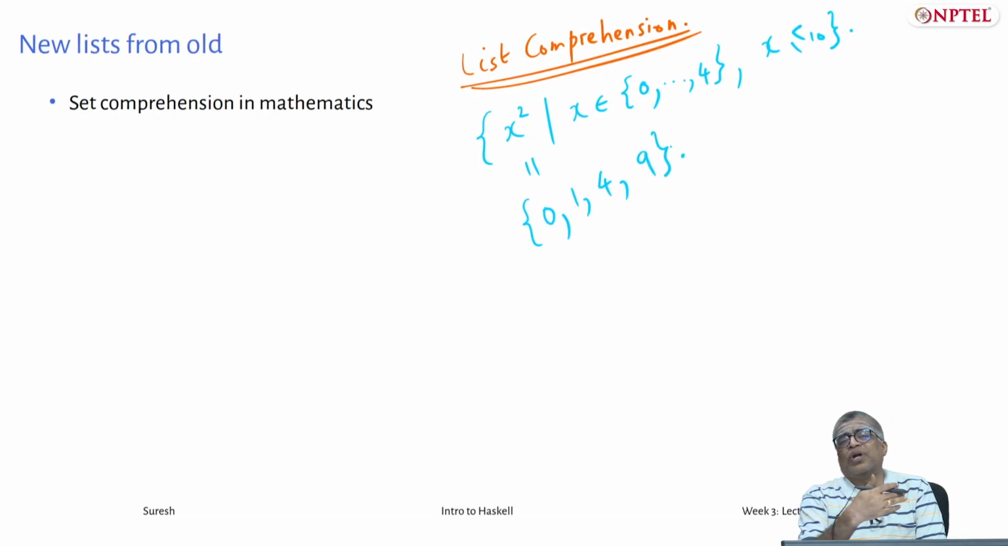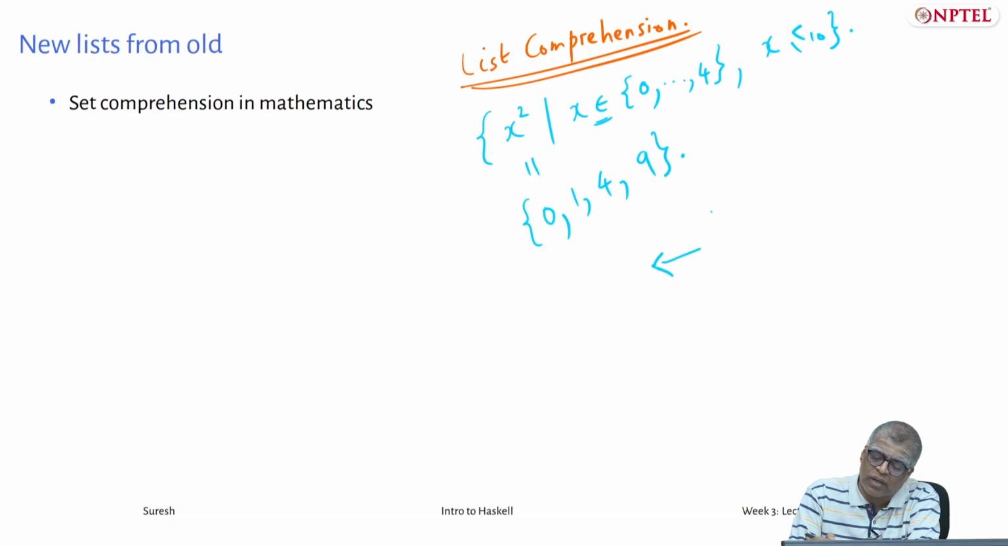So this is the kind of thing that you can do in Haskell also, except that instead of using braces, you will use square brackets, and instead of using the belongs to symbol, you will use whatever symbol on your keyboard will closely approximate it, and that is the left arrow. You would actually press the less than symbol and then the hyphen.